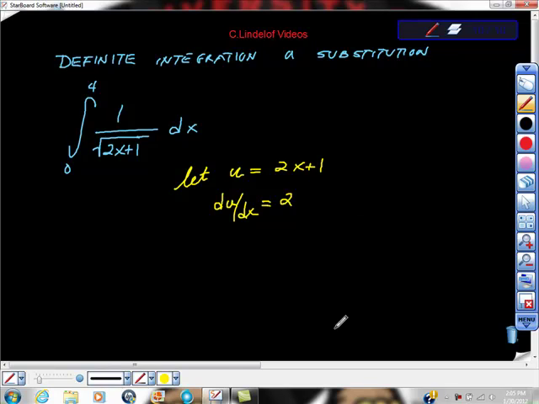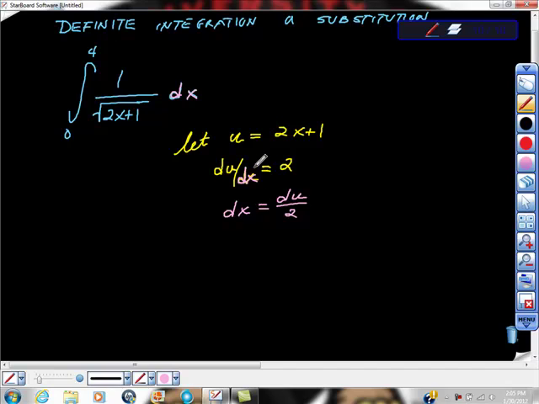Okay. But this is what I want. So I'm going to just do a little bit of algebra. And what I'm going to do is this. See this dx right here? I'm going to try to replace it with this dx. So if you just did some algebra here, you would find out that dx is equal to du over 2. Yeah?